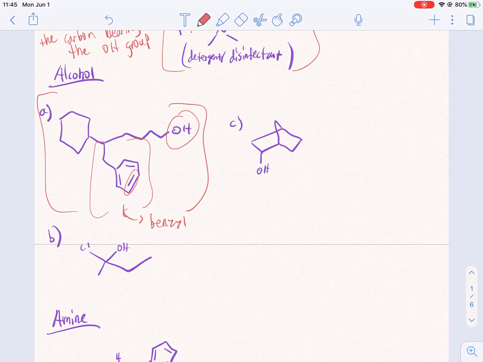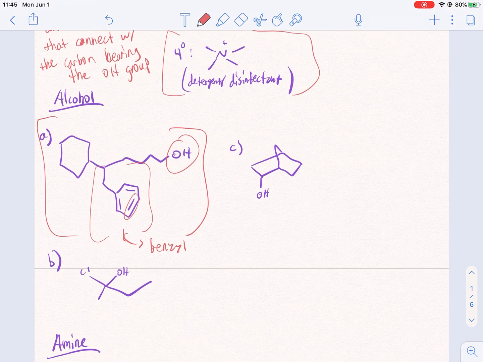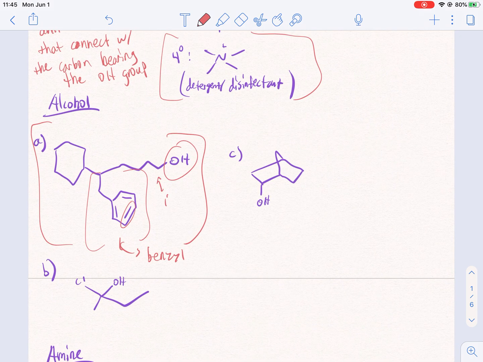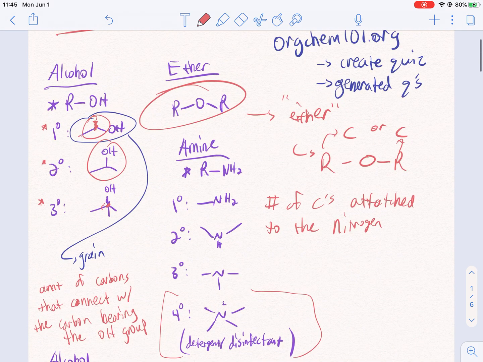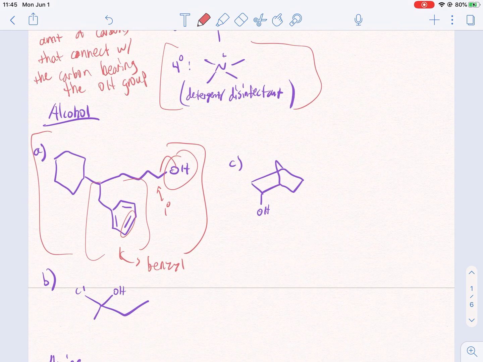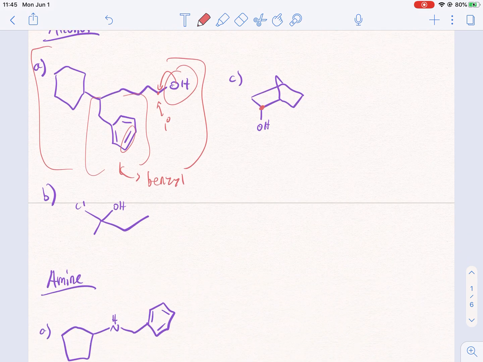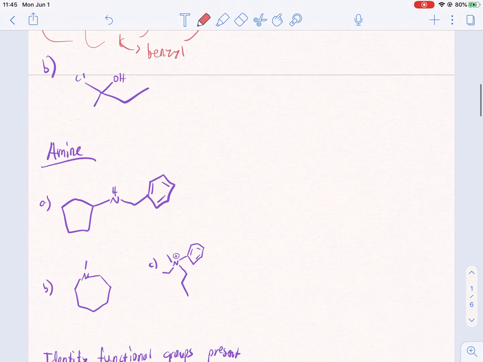Okay, so how would you name this alcohol? This is a primary alcohol. Why? We find the alcohol, the OH. We look at the carbon and then we figure out how many carbons it is connected to. One, it's primary. Boom, it's done. How many carbons is this connected to? Two, secondary. Boom, it's done. How many carbons is this connected to? Two, secondary. Boom, it's done. It's that easy.